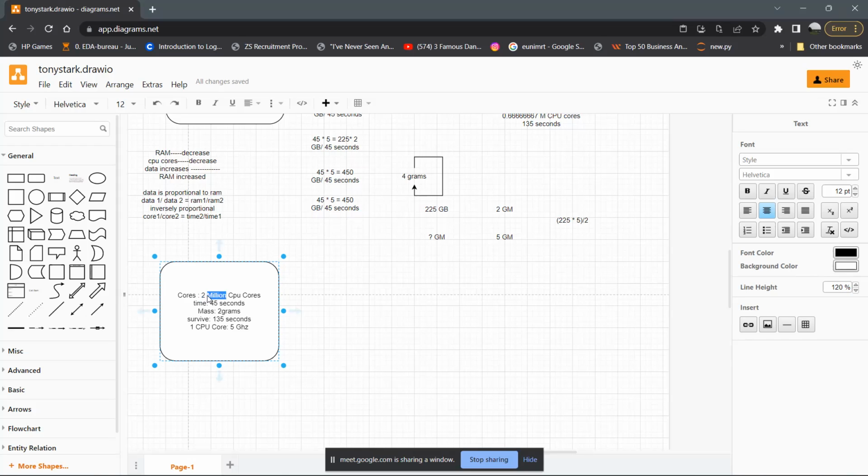Yes. So instead of 2 million CPU cores, let's say we have 1.5 million CPU cores, and it takes 2 minutes for the transfer to occur, and 1 gram of organism can be transferred. The organism can survive, survival is fine. Now what we will have is different tiers. So survive 1 is 135 seconds, let's keep it the same.